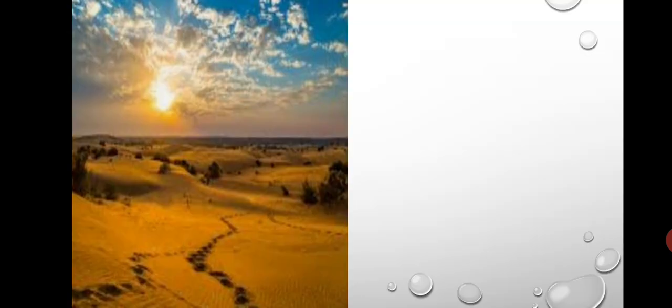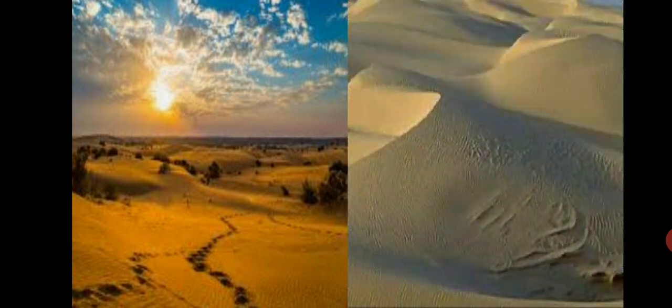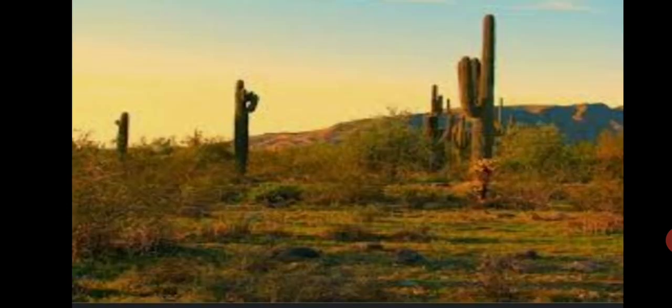Mean summer temperatures are 30° to 45° Celsius, whereas mean winter temperatures are 20° to 25° Celsius. Tremendous heat and very low rainfall is observed here. Nights are very cold. Thorny bushes with hardly any leaves are found here. This is about natural vegetation.